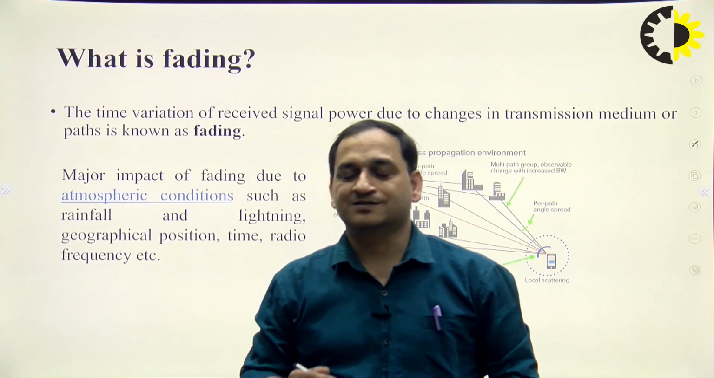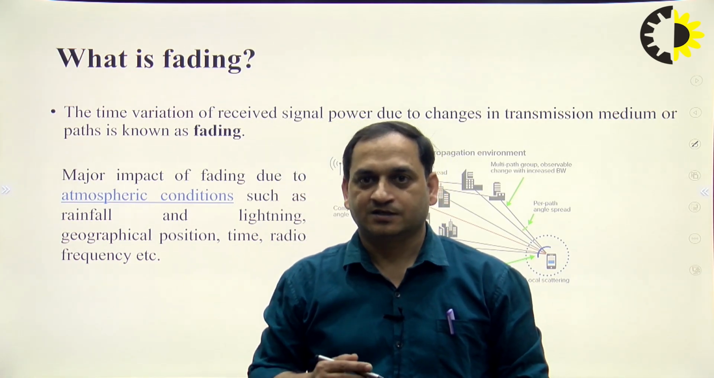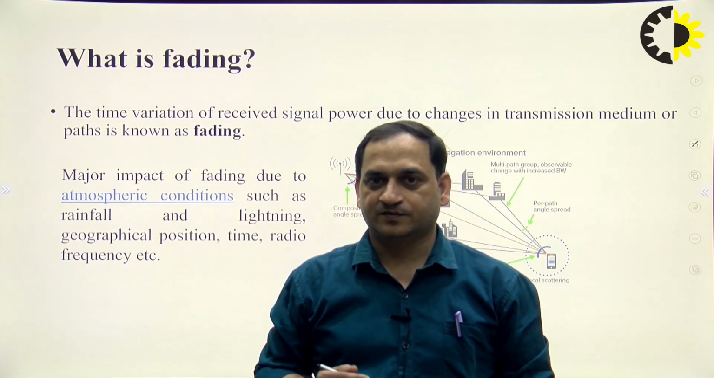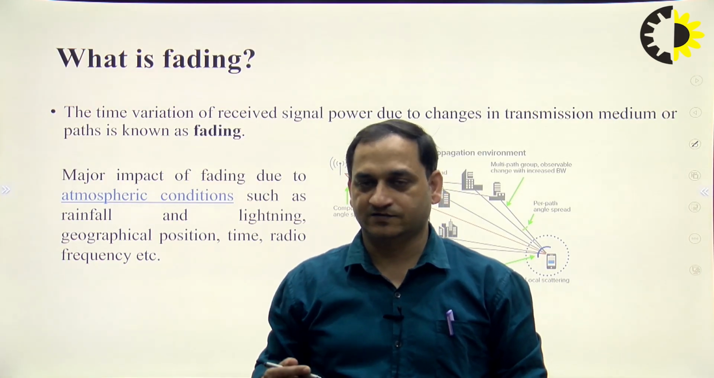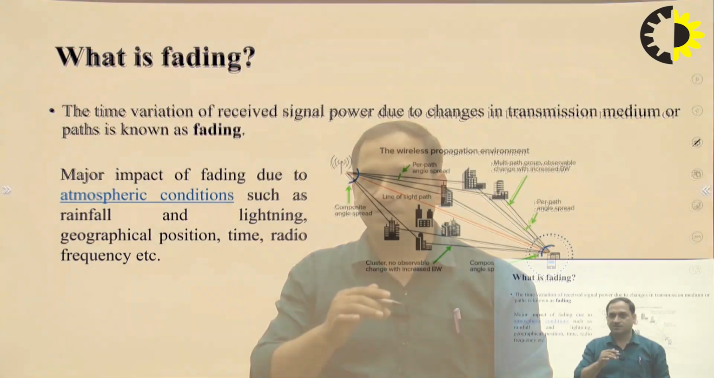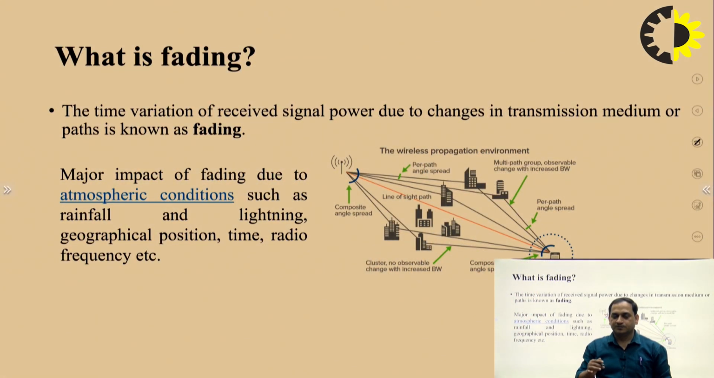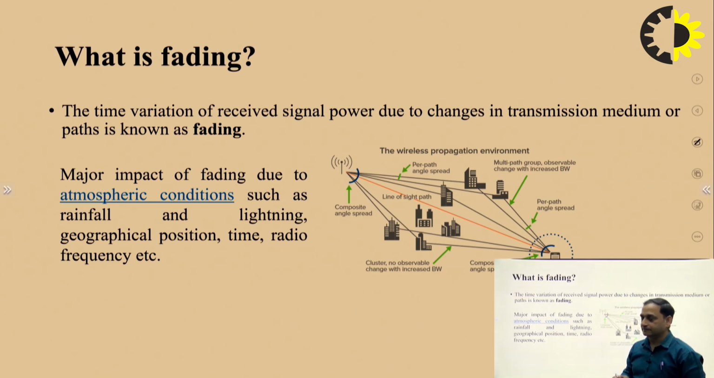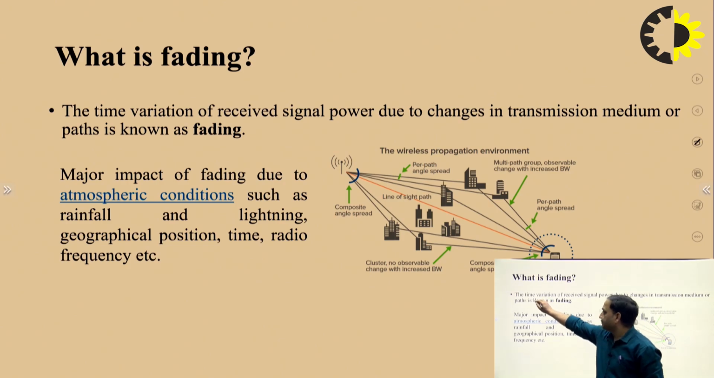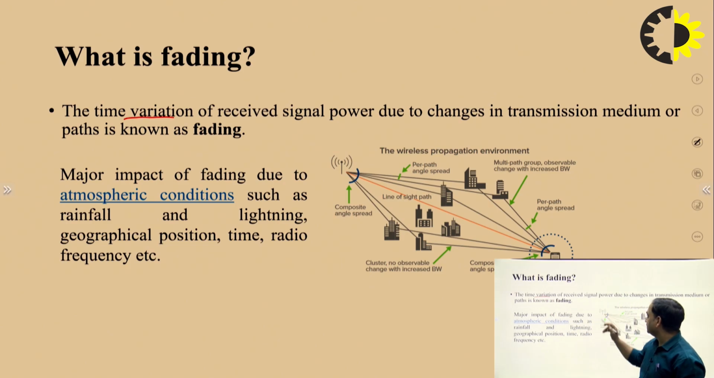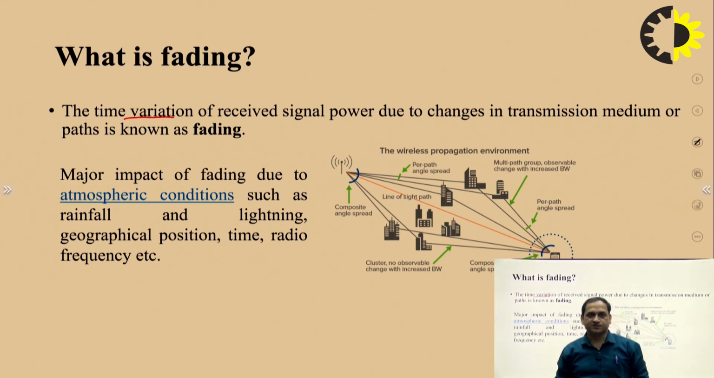Fading is nothing but signal attenuation. When we transmit the signal from the transmitter and it is received at the receiver side, the signal travels multiple paths. Because of traveling multiple paths, signal attenuation occurs. It means the signal strength is reduced. So if we define the parameter, fading is the time variation of received signal power due to change in the transmission media or the path.